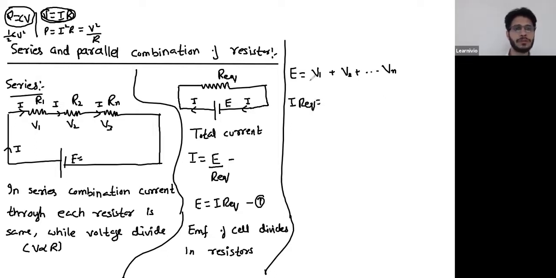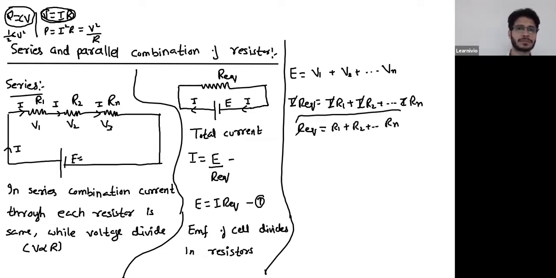Jabena, what would be V1? IR1. Very good. V2 is IR2. It's IRn. So we can just cancel this I from the whole equation, and your R equivalent comes out to be R1 plus R2 up to Rn. I'm calling this the nth resistor. So that's R equivalent.